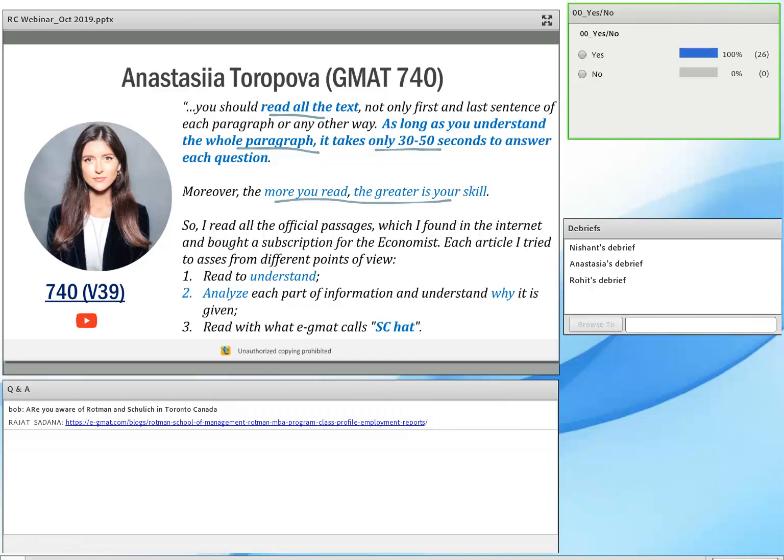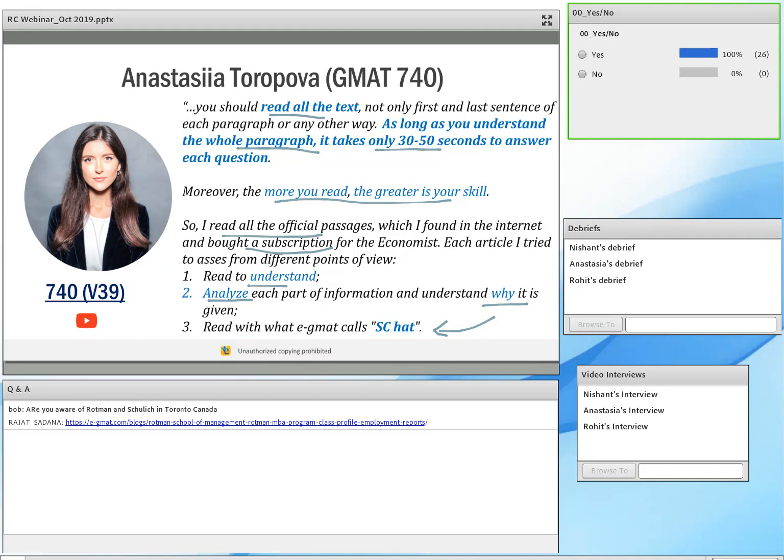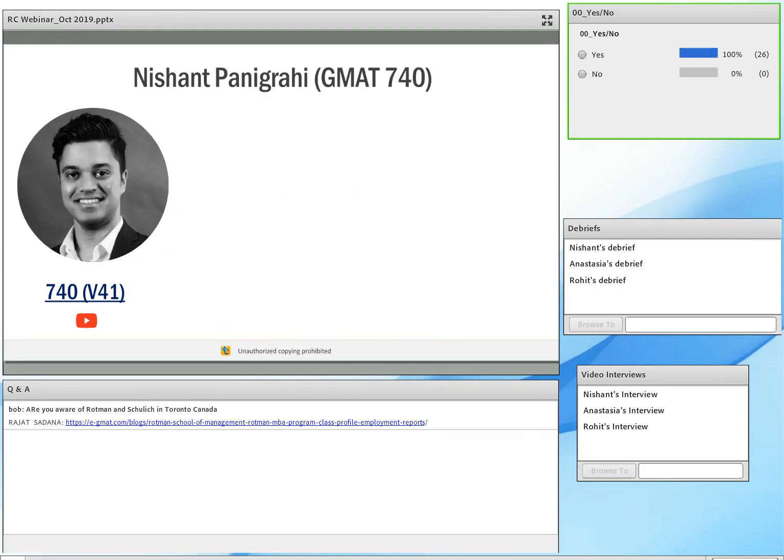She read all the official passages, bought the subscription for The Economist, and she read each passage to understand and analyze why it's given. That's what we've been talking about. And she read with what e-GMAT calls an SC hat. When we talk about breaking down the sentence, this is what we mean, that you need to understand each and every bit of the sentence that's given in the passage. All of this is possible if you learn how to read properly.